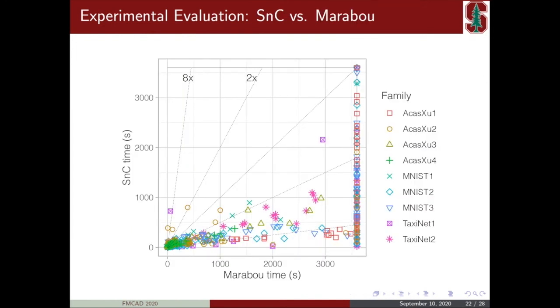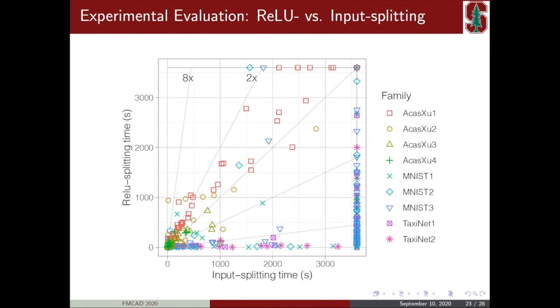The first figure compares the runtime of split and conquer and sequential Marabou. As we can see, split and conquer is able to solve a lot more benchmarks than sequential Marabou, which shows that the parallelization scheme we use is beneficial. We also investigated the pros and cons of input splitting versus ReLU splitting. As we can see, input splitting is only competitive on ACAS benchmarks, while ReLU splitting is almost always faster on perception networks.